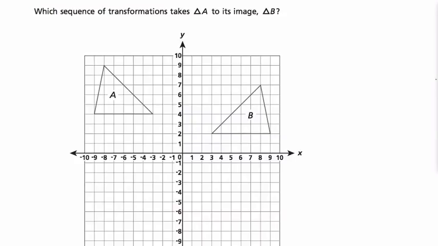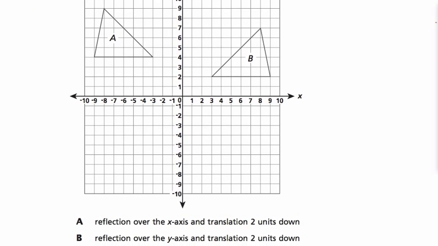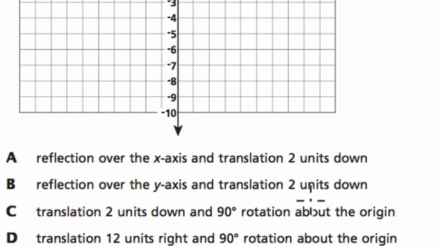Welcome. Let's read this question together, and then you might pause the video and try it on your own. They want to know which sequence of transformations takes triangle A to its image, triangle B. So how do we get from A to B over here? Let's look at the options they give us, and that might be where you pause the video and try it on your own. So why don't you read through the options and try it on your own.